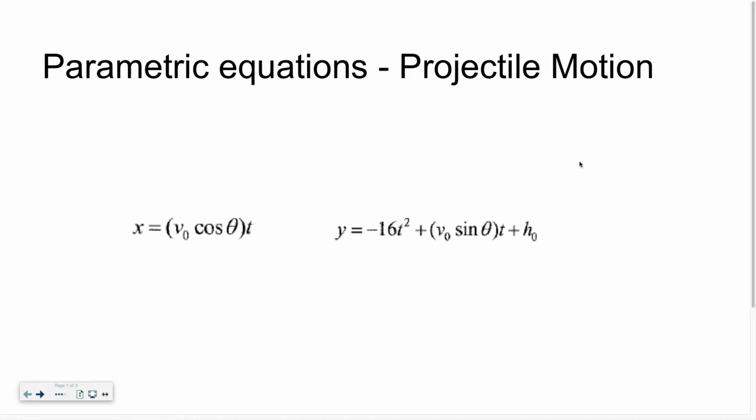Then the path that it follows would be modeled by this set of parametric equations. So yes, we will see some soccer and football and baseball examples. Oh, golf. Oh, and a cannon. We will do a cannon.